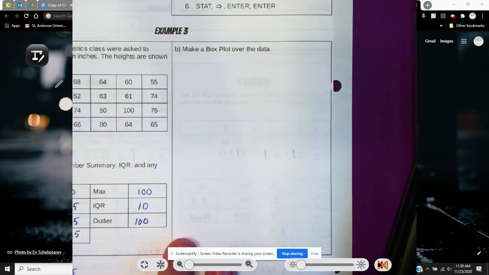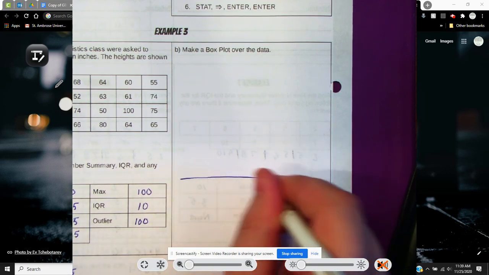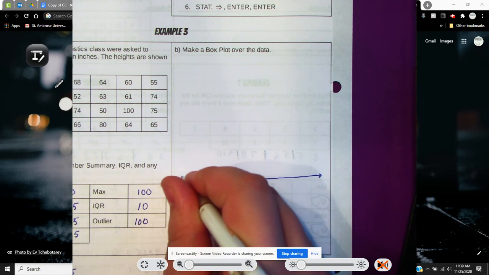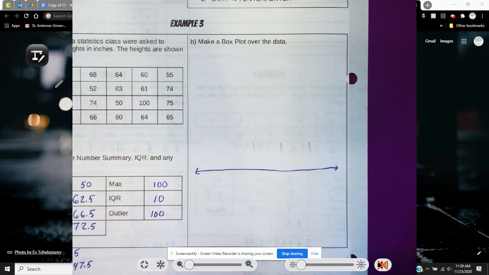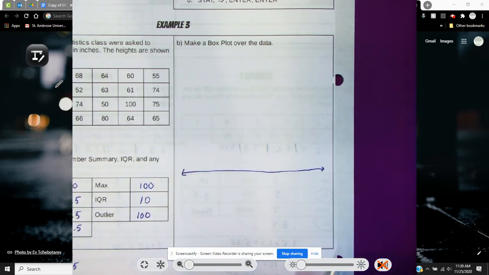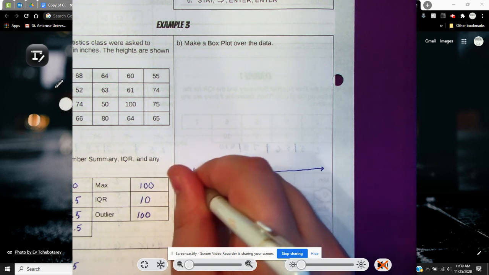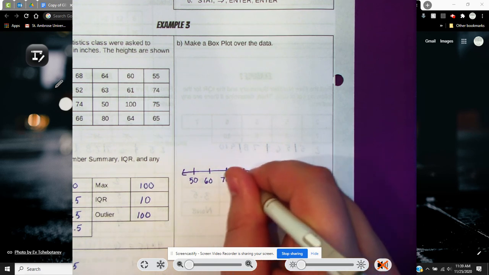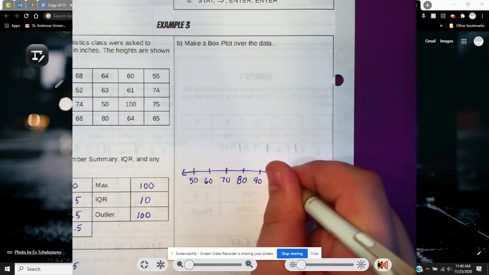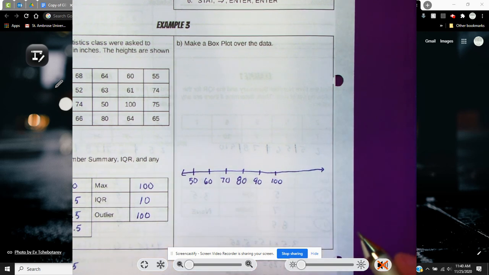Now we're going to actually make the box plot. To make our box plot, I'm going to draw in a number line. But for this number line, I want to make sure all 5 of my 5-number summaries are listed. So I'm actually going to start here at 50, and I'll just count by tens. Now notice how I tried keeping each of them equally spaced out. Please make sure you do that.